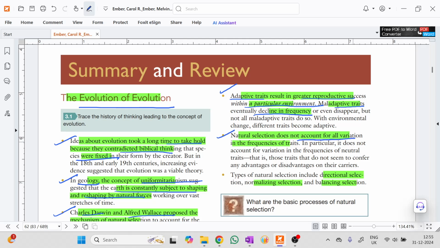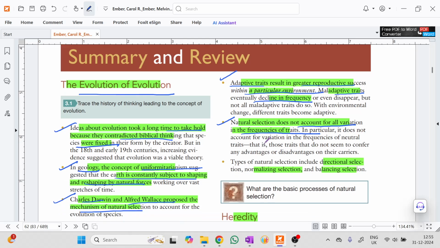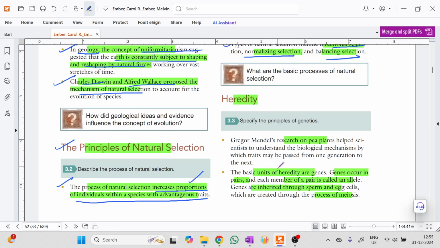Then natural selection does not account for all variations in the frequency of traits. There are three types of natural selection: directional, normalizing, and balancing selection. Then heredity. Gregor Mendel's research on pea plants helped scientists to understand the biological mechanism by which traits may be passed from one generation to the next. The basic unit of heredity is genes. Genes occur in pairs in the form of alleles, and genes are inherited through sperm and egg cells, which are created in the process of meiosis.